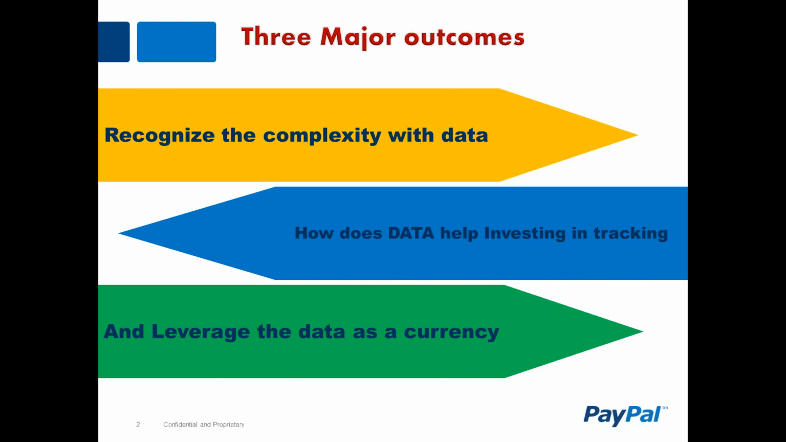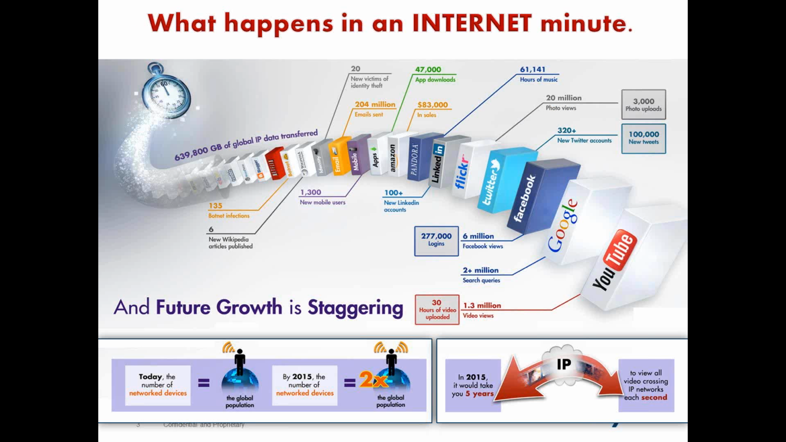So this slide pretty much talks about what happens on the internet in a minute. So just imagine, in a minute. It's not about an hour or a day or a month or a year. It's in a minute. If you just go through the numbers, this is how the internet is being used, right?